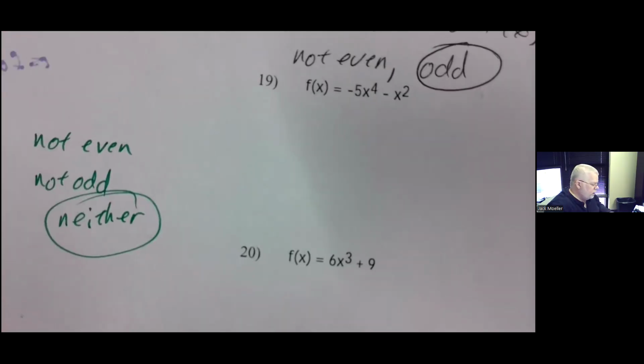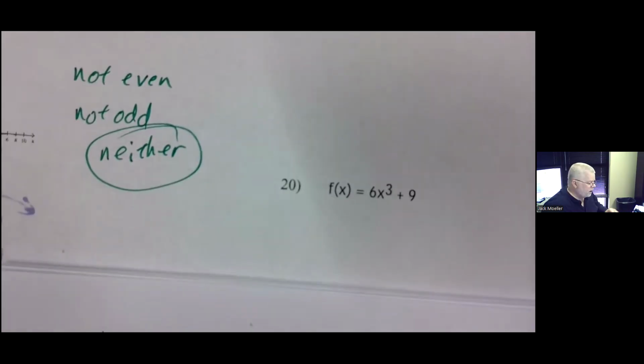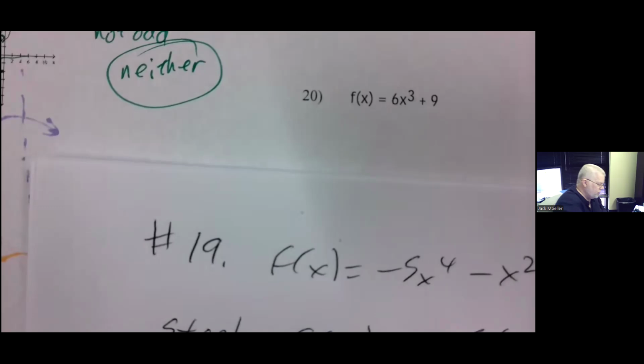So let's look at number 20, which is 6x cubed plus 9. You might look at that and just say automatically, well, it's odd because the exponent's odd. But let's do the algebra and see what happens.